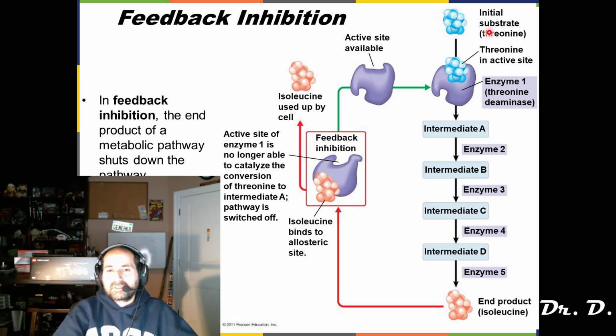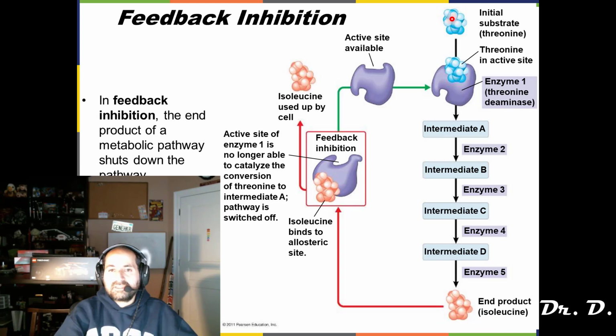But here, look. Let's say you have a substrate threonine, this blue stuff. And this blue stuff's handy. It's important, right? Threonine is an amino acid that your body needs. And then imagine if a bunch of enzymes, you see here enzyme 1, were to convert threonine into some intermediate A, and then another enzyme could pick up where that left off and convert that intermediate A into an intermediate B, and then a number of enzymes are converting that initial substrate threonine into this final end product called isoleucine.